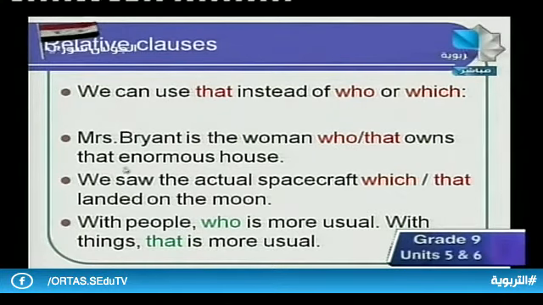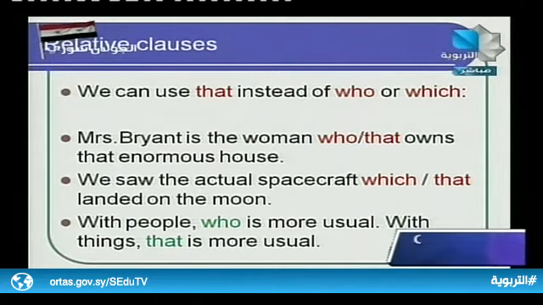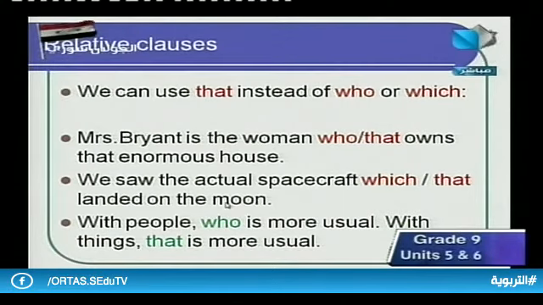Here we are describing, or identifying, Mrs. Bryant. We saw the actual spacecraft which, or that, landed on the moon. Again, we are identifying here the actual spacecraft. We can use which, or we can use that. They have the same meaning.